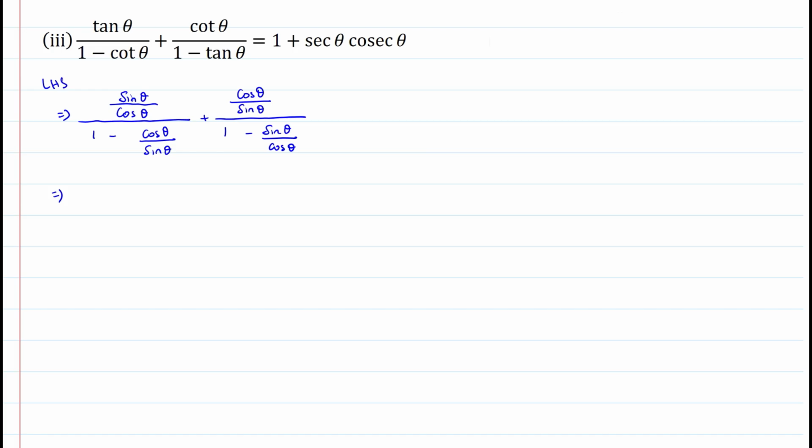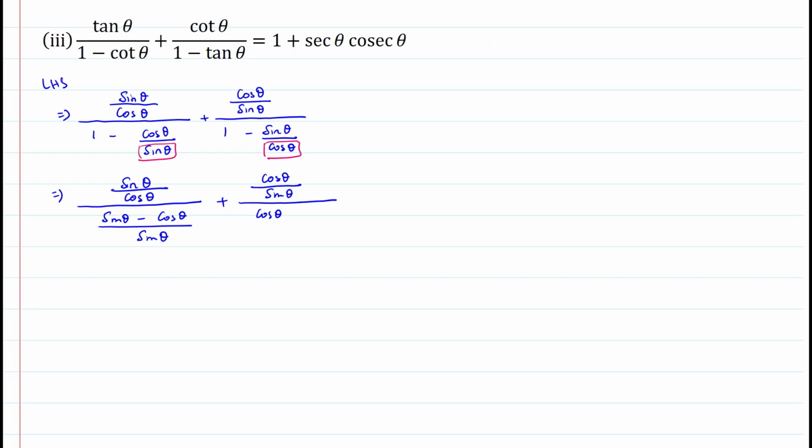And the next step will be, here this one will take sin as LCM, in this one will take cos as LCM. Okay, so the next step will be, this one will be sin theta divided by cos theta, the whole thing divided by sin theta minus cos theta and divided by sin theta, and this one will be cos theta divided by sin theta, the whole thing divided by cos theta minus sin theta and whole thing divided by cos theta.